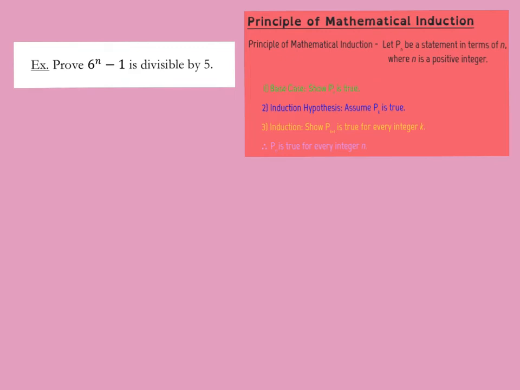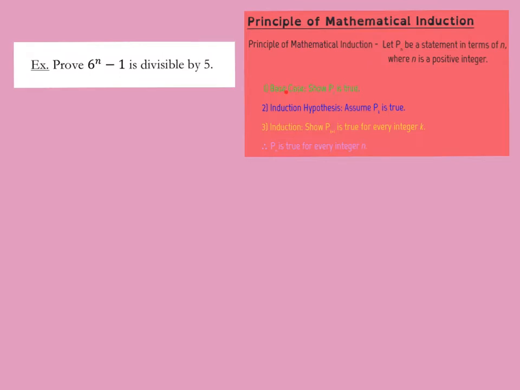So we are on to our very last example with proofs by mathematical induction. This one's slightly different in that we aren't trying to prove a sum or an equation, but rather we are trying to prove divisibility. We want to prove that 6 to the power of n minus 1 will always be divisible by 5. Because we're going to prove this by mathematical induction, I did include our 3 steps again over on the upper right-hand corner of the screen.